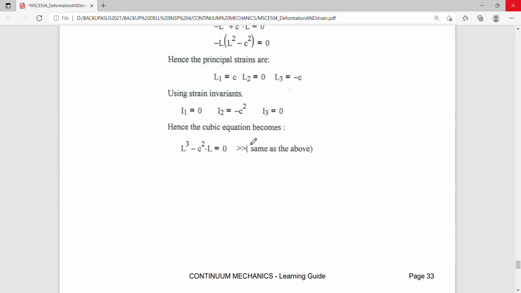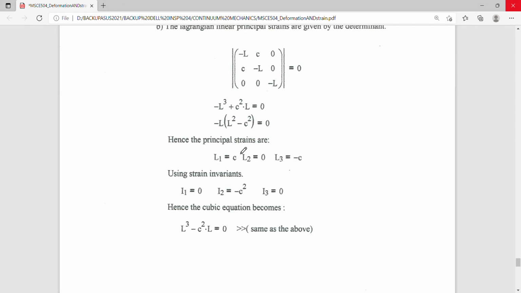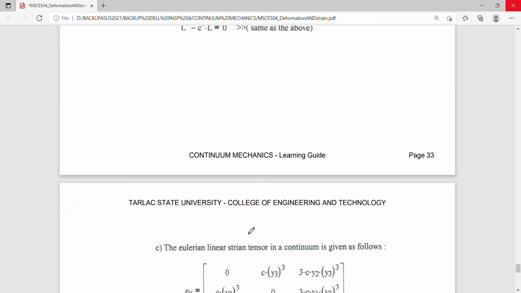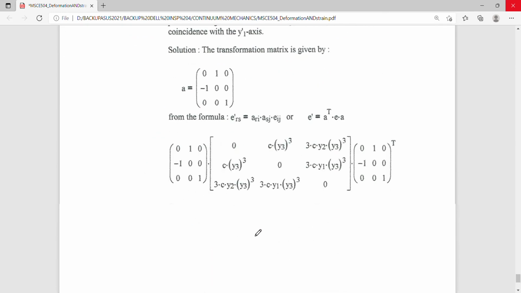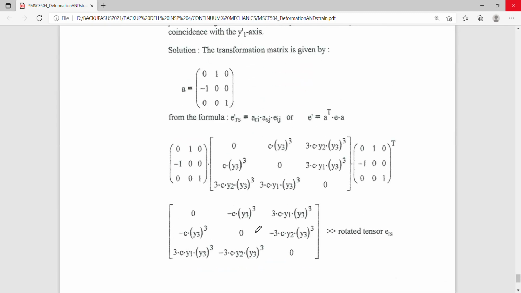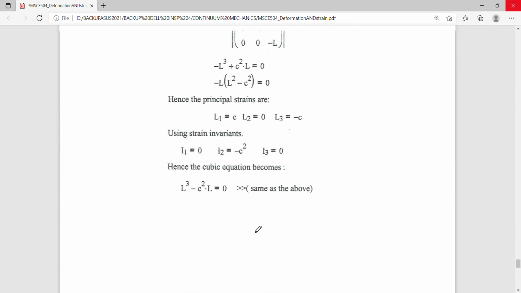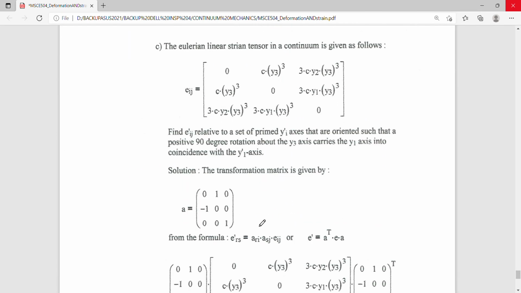And that's it. So we now obtain these principal strains. Okay, so maybe we will use those later in the stretch ratio. He did not take it up, so maybe you can use this to solve for the stretch ratio later.